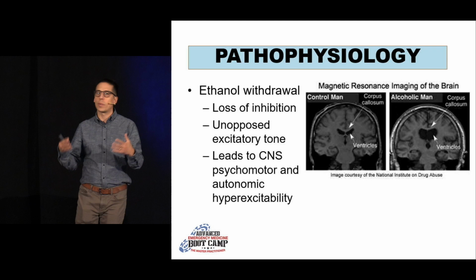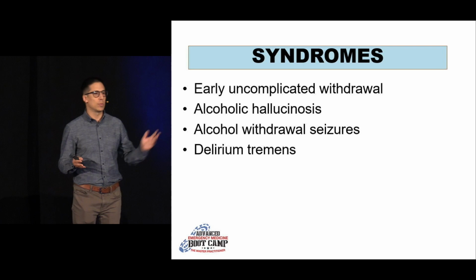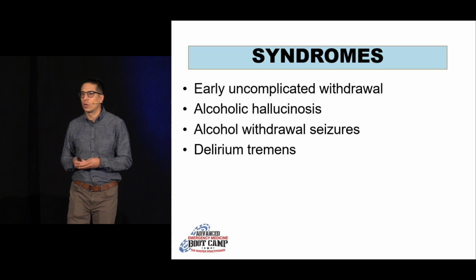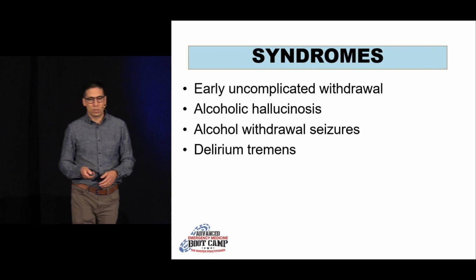So we're going to talk about 4 syndromes. We're going to talk about early uncomplicated withdrawal. We're not going to talk about that very much because it's pretty straightforward, right? Give them a dose of Librium or something, or they go home and drink, and then they're usually fine. Alcoholic hallucinosis, and we're going to make a distinction between alcoholic hallucinosis as an entity and alcoholic hallucinosis as part of this syndrome called delirium tremens. We're going to talk about alcohol withdrawal seizures, and then finally we'll get to the DTs.